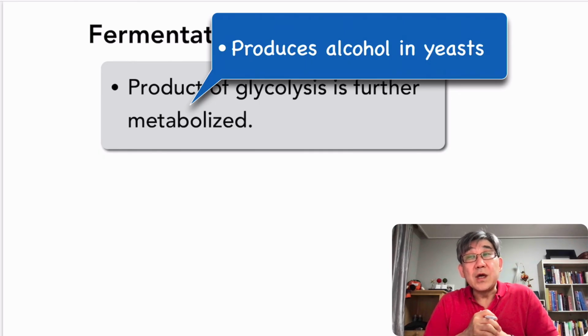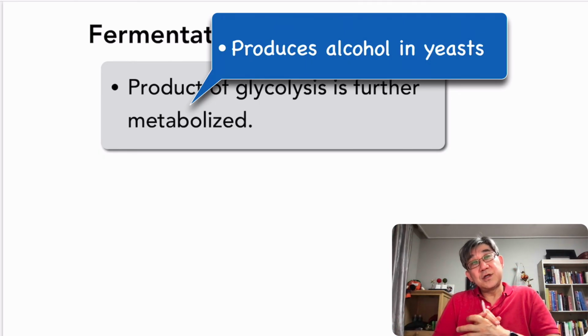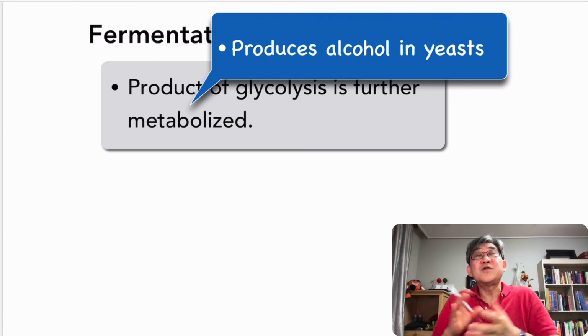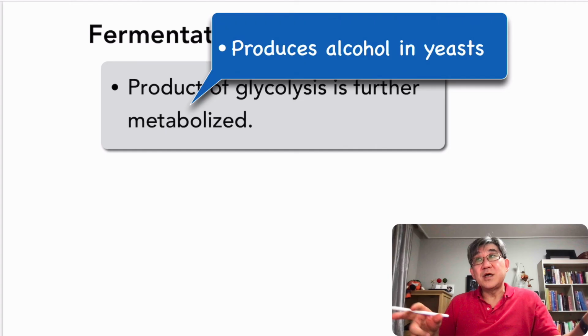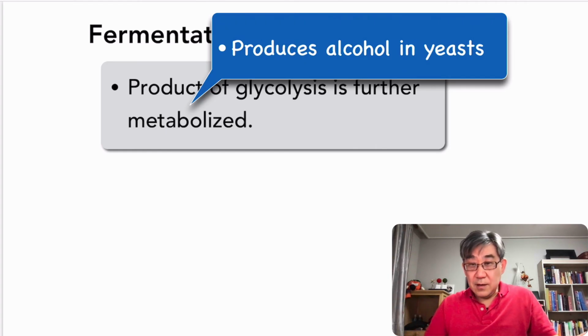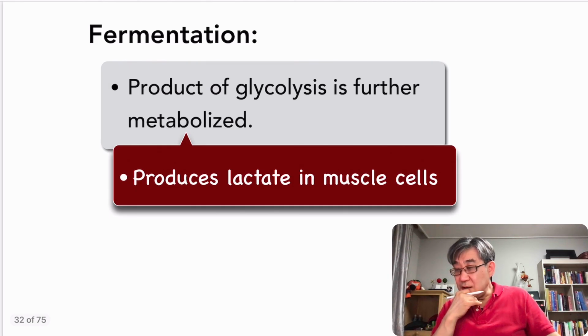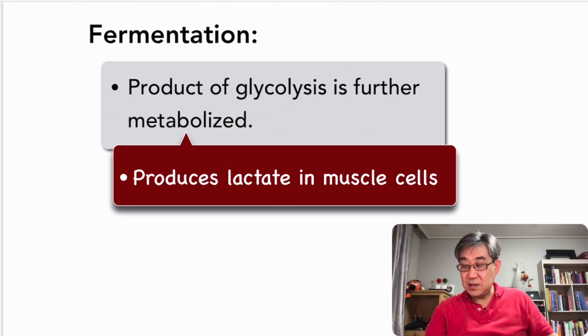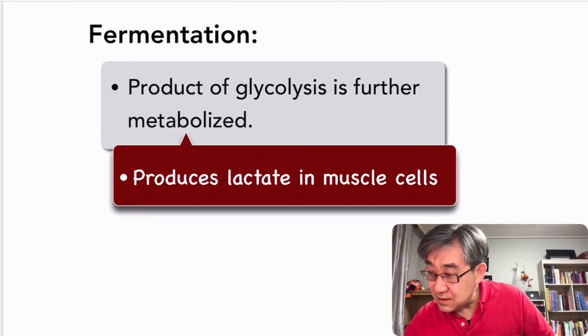That's why brewing, using yeast to produce beers, is a big industry and an interesting point for humans, because of this particular characteristic of yeast fermentation. But on the other hand, in humans or any other mammals' muscle tissues, it is converted into something else. It's not an alcohol, but some other product called lactic acid or lactate.